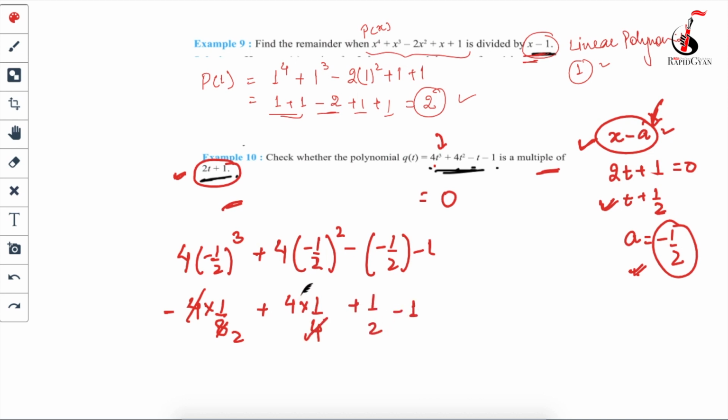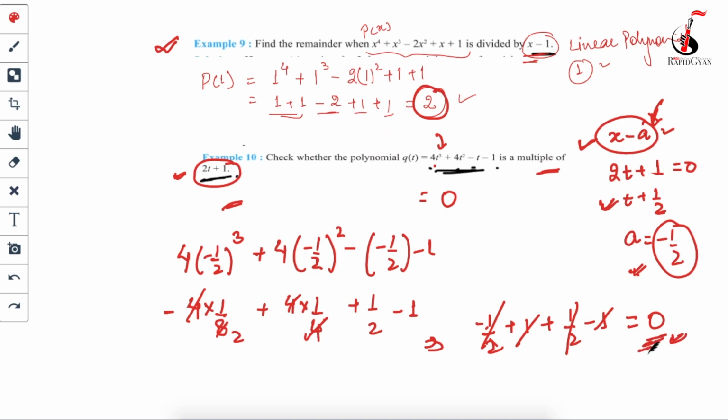So this and this will be cancelled out. So what am I getting over here? Minus 1 by 2, plus 1, then plus 1 by 2, and then minus 1. Minus 1 and plus 1 cancel, minus 1 by 2 and plus 1 by 2 cancel. My answer is 0. So this 0 is my remainder. In example 9, whatever answer you get is your remainder, correct? In this case I am getting 0, so 0 is my remainder. If my remainder is 0, then we can say that yes, 2t plus 1 is a multiple of your polynomial 4t cube plus 4t square minus t minus 1.